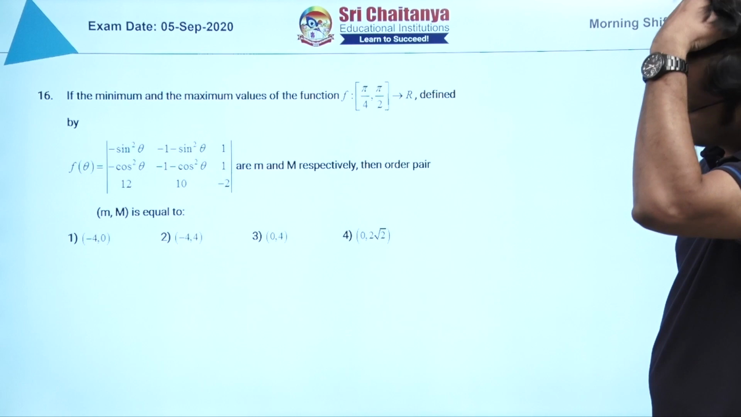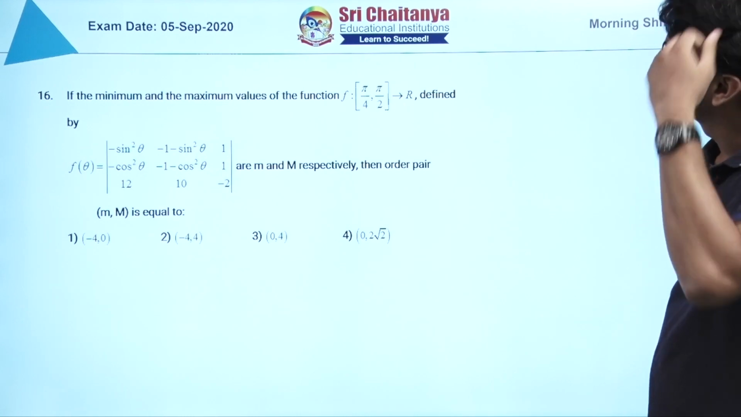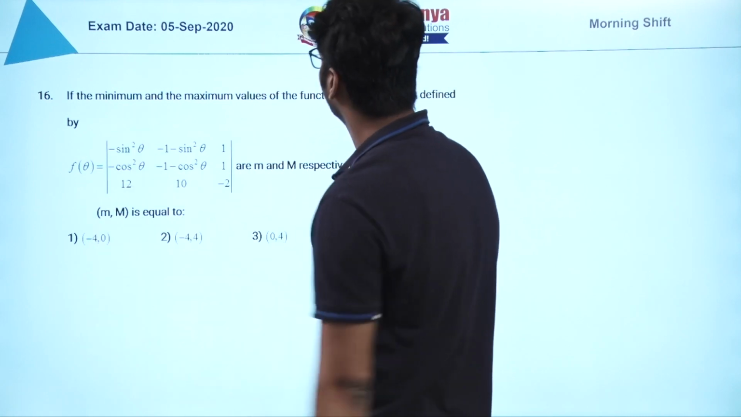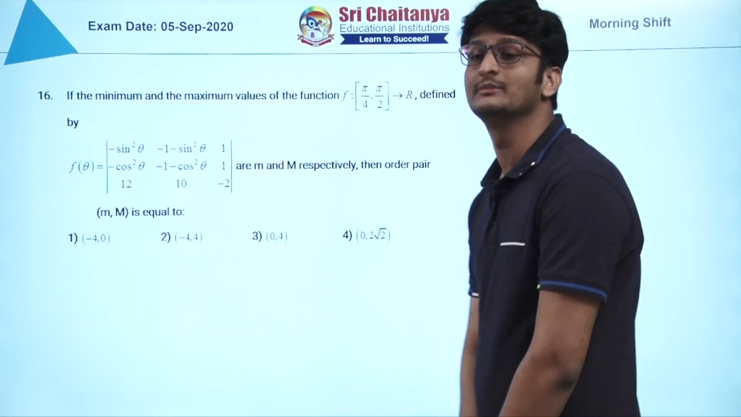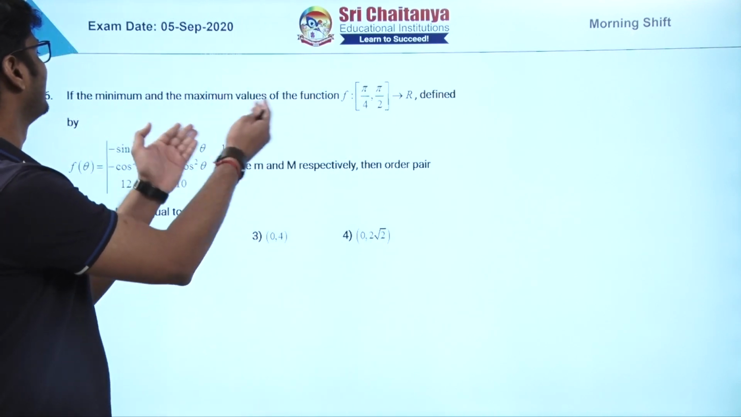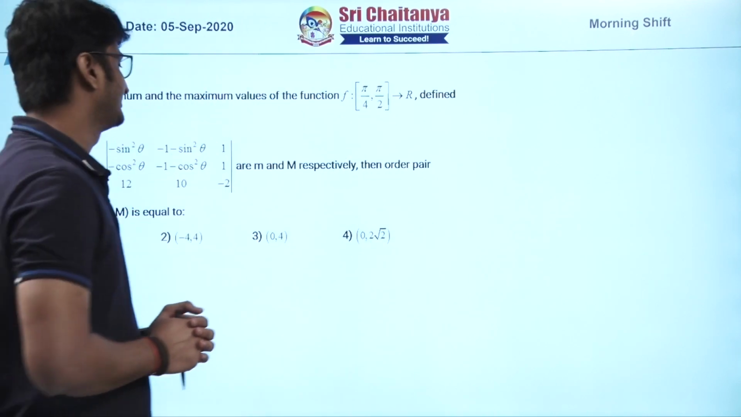This question has two basic concepts. First it comes under the chapter determinant, and then after simplifying you are getting a function in terms of trigonometry, so you should know about the basic maximum and minimum values of trigonometry. Let us simplify it.